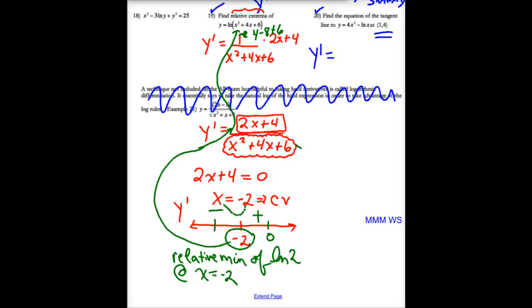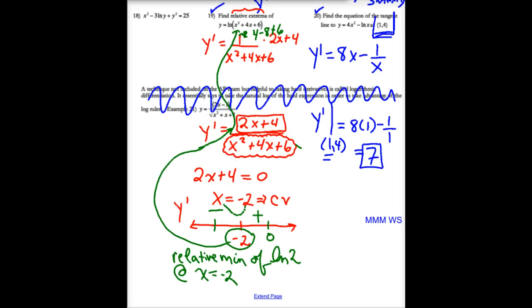So y prime would equal 8x minus the derivative of ln x, which is 1 over x, basically times 1. Now what I need to do is figure out what's my derivative at the point (1, 4). And this is explicitly given in terms of x, so I really only needed the 1 on there for the derivative. It would be 8 times 1 minus 1 over 1, which is 7. So now I've got my slope, and I've got my point, and I'm ready to write the equation of my tangent line. y minus the y I know is equal to the slope there times x minus the x I know. And I can just leave that in point slope.